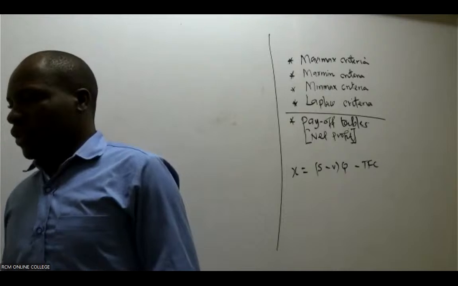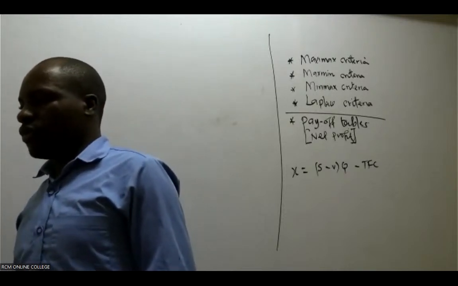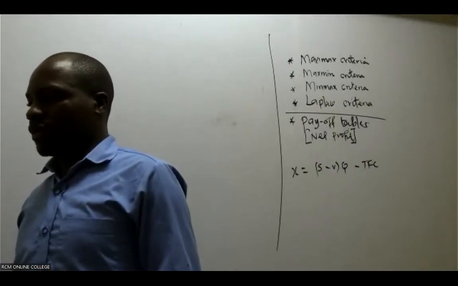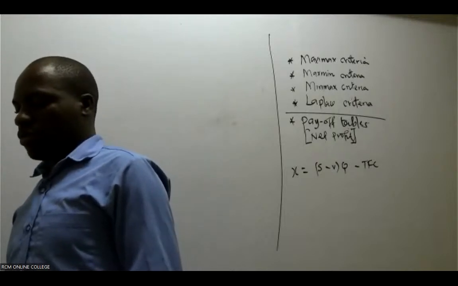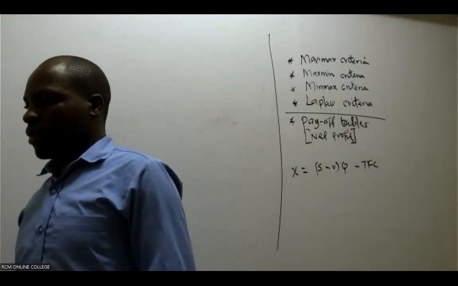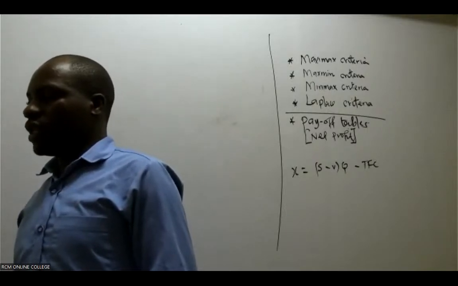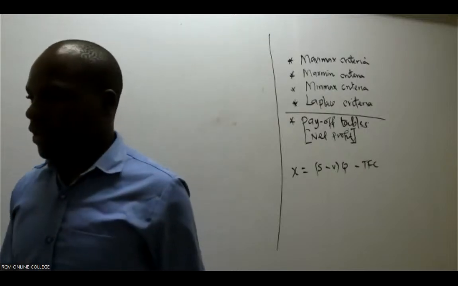So you can just read the question and see what you have there. Are you able to come up with the payoff tables before you do your analysis? So the payoff tables is basically getting the net profit. So are we able to get the net profit for all the conditions of items given there?